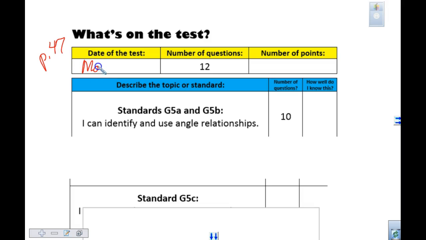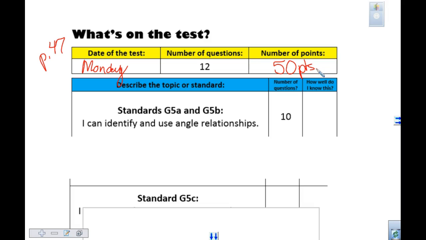our test is going to be Monday. So when you walk in here Monday, we're taking our test. What do you have to have done? You should have 18 and 17. I'm going to finish checking your homework today. 12 questions, 50 points.